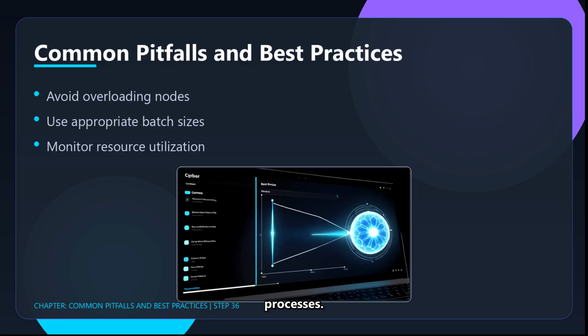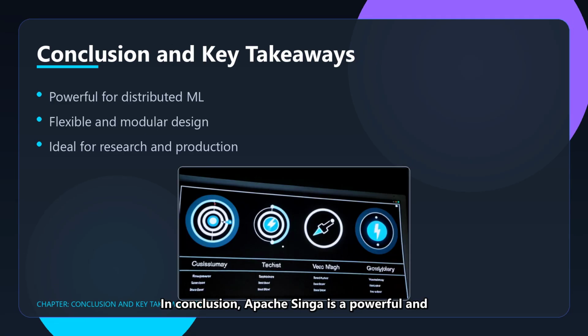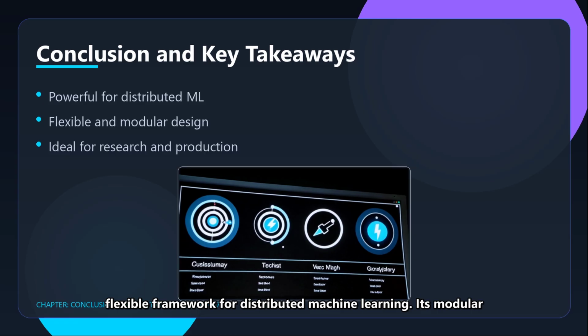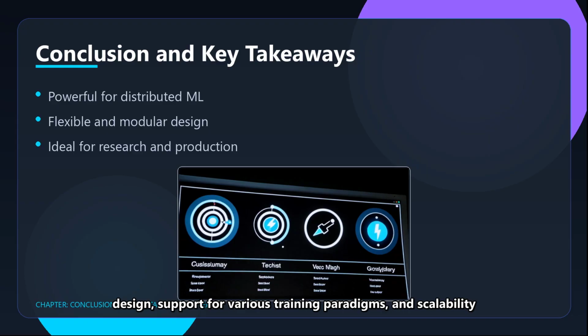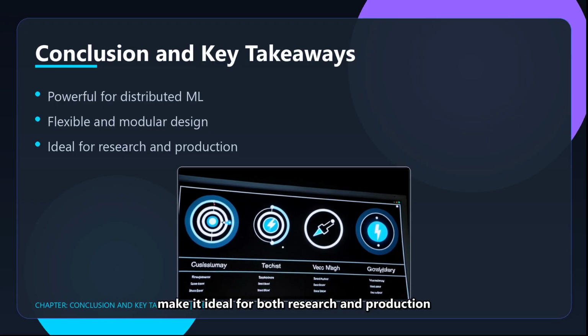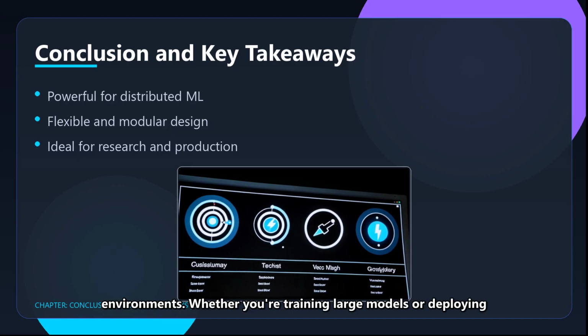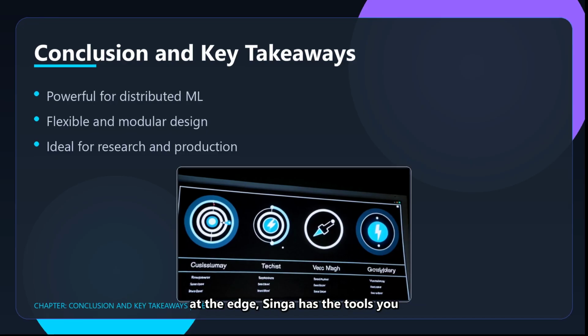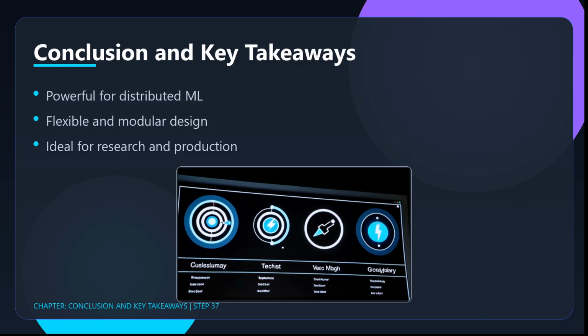In conclusion, Apache Singa is a powerful and flexible framework for distributed machine learning. Its modular design, support for various training paradigms, and scalability make it ideal for both research and production environments. Whether you're training large models or deploying at the edge, Singa has the tools you need.